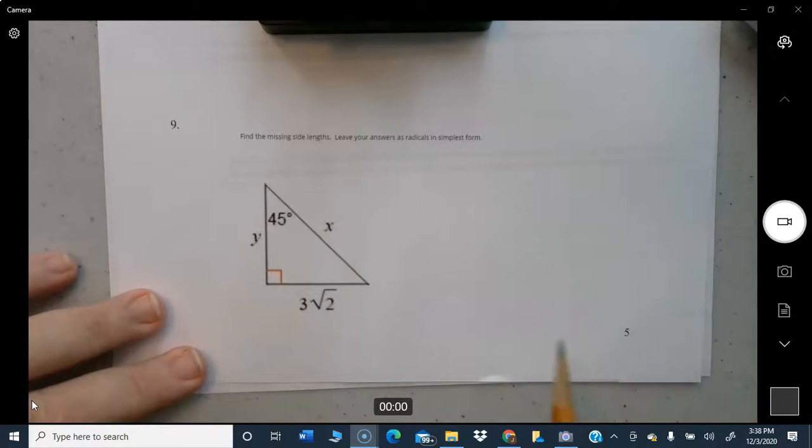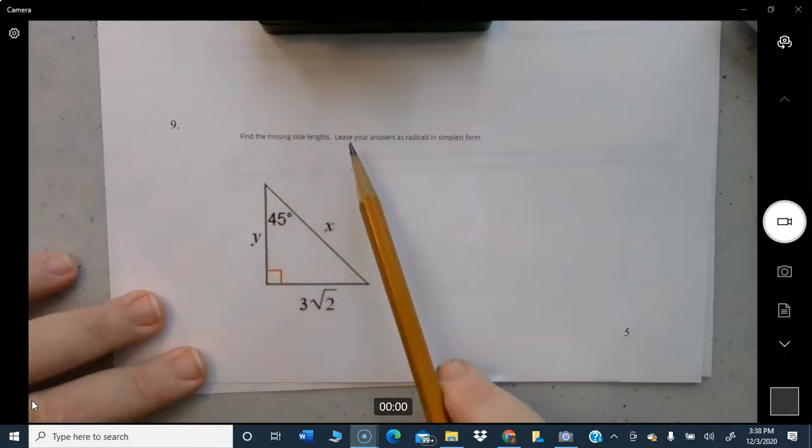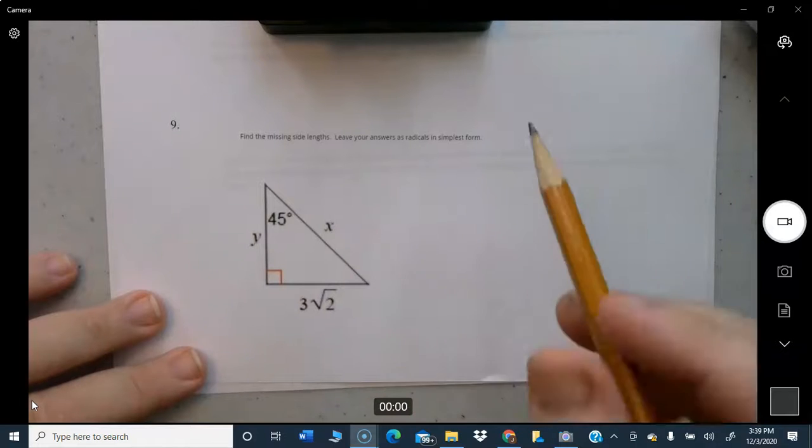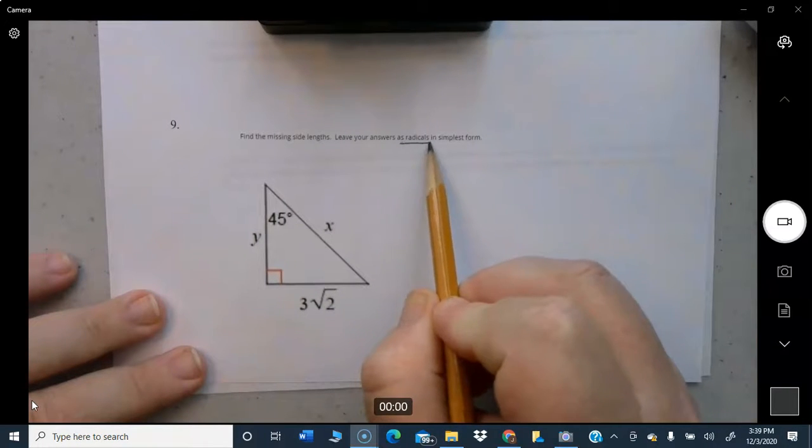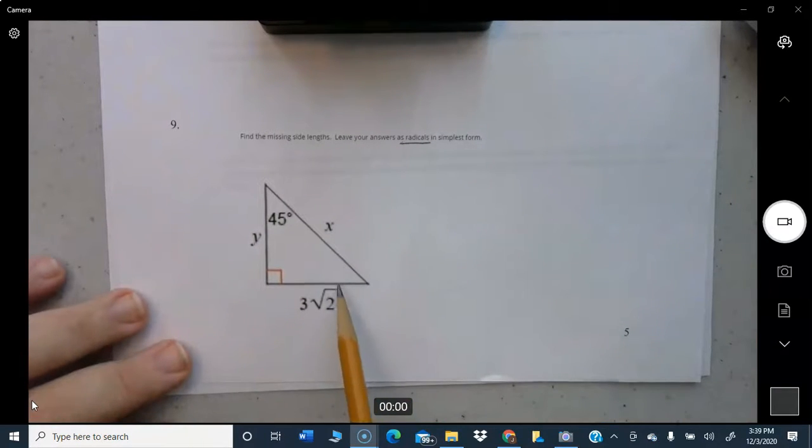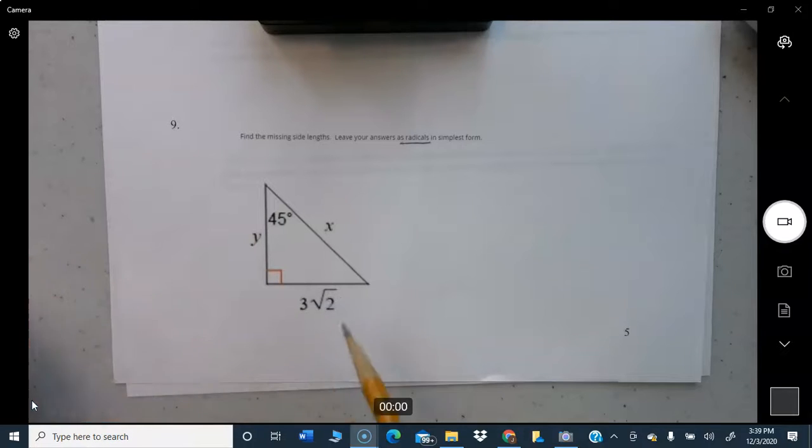So let's go ahead. Find the missing links. Leave your answer as radicals in the simplest form. That makes the problem a little bit different. In radicals, it means if you have a square root of 2, they don't want you to go to a calculator and calculate what that is in decimal. They want you to leave it as square root of 2, or it could be a square root of 3. We'll see these as we do these types of problems.